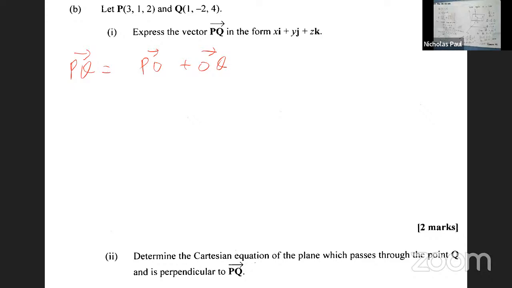Just correct yourself. All right, let's see what we got.